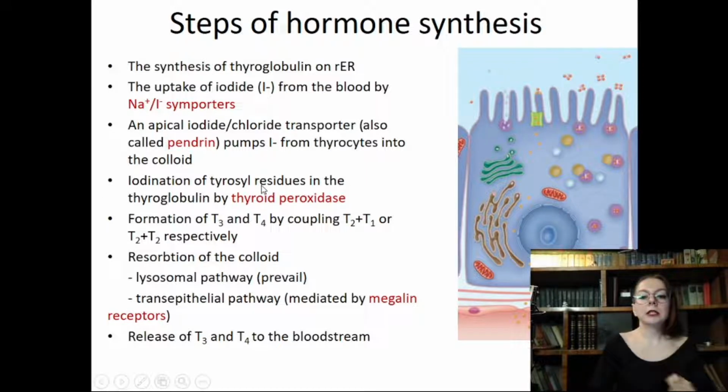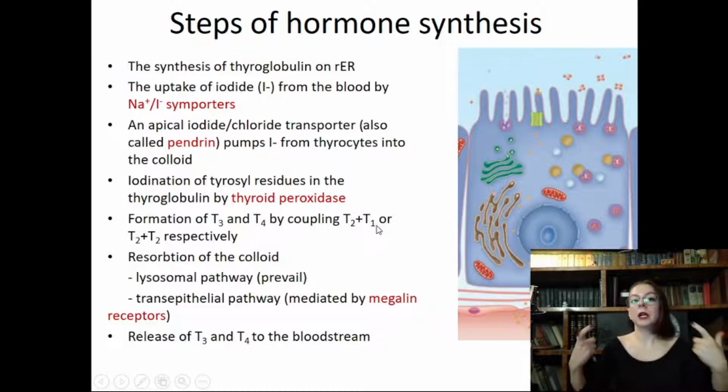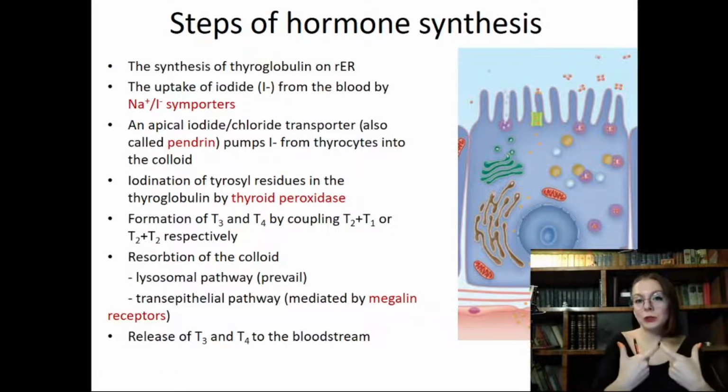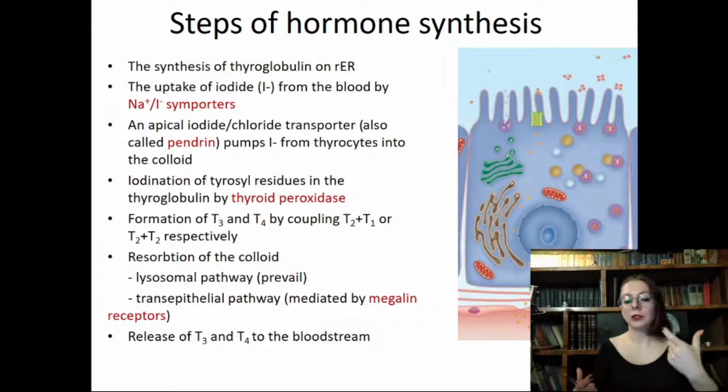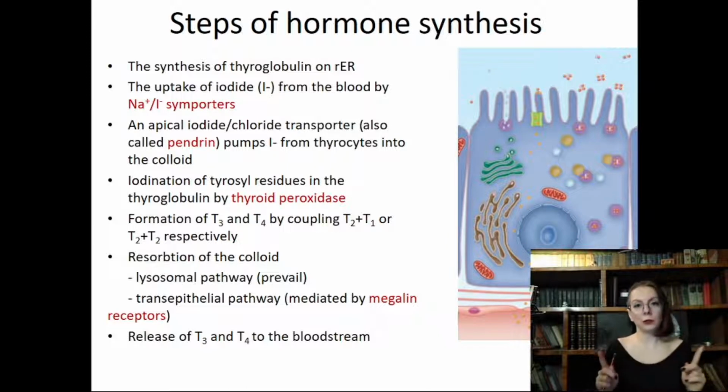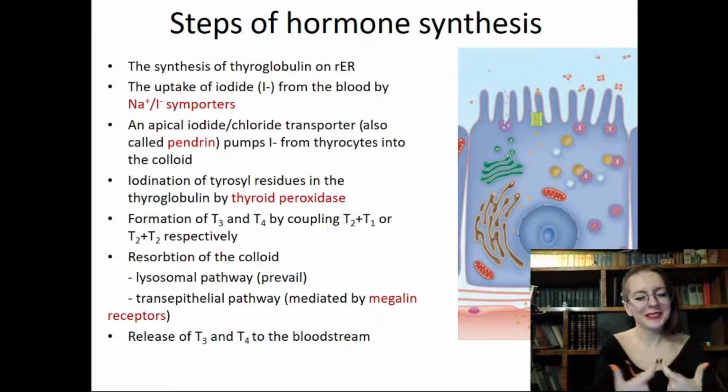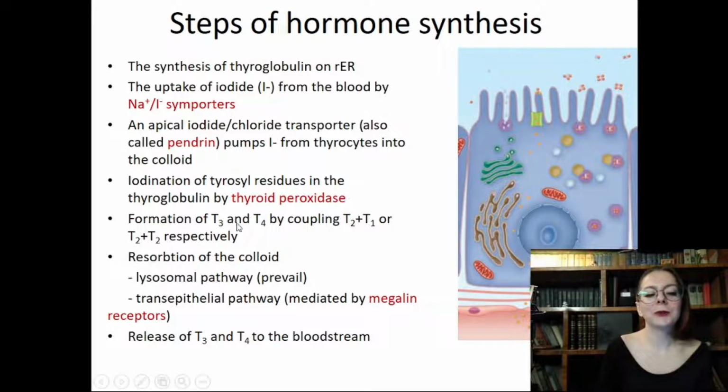So inside the thyroglobulin, tyrosine residues could be iodinated with 2 or with 1 iodide. So T2 or T1 is formed. So a tyrosine residue could be iodinated 2 times or only 1 time. Then 2 neighboring tyrosine residues are coupled together. In case T2 and T1 are coupled, T3 is formed. In case two T2 are coupled, T4 is formed. So the thyroid hormones T3 and T4 are made up of 2 tyrosine residues, each of which could be iodinated 2 times or only 1.